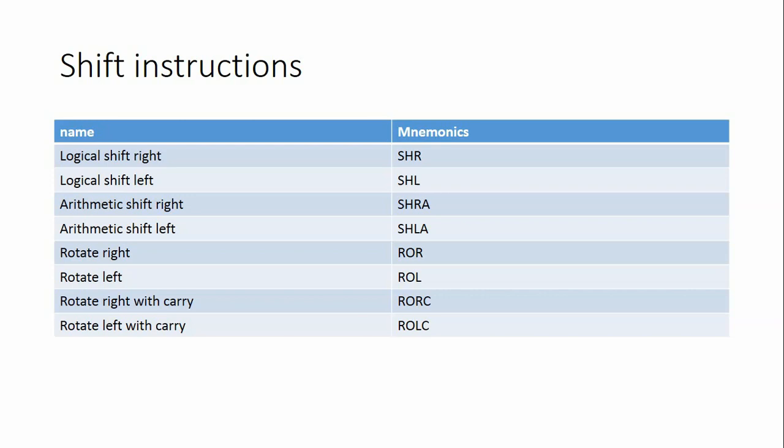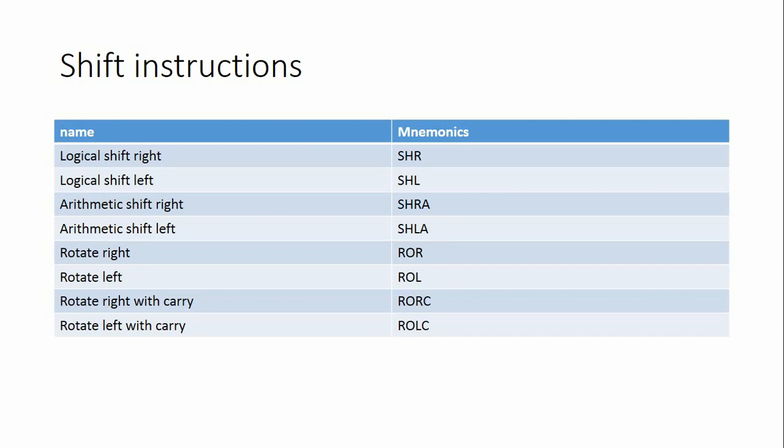Then comes arithmetic shift. Arithmetic shift operations deal with signed binary numbers, with the leftmost bit representing the sign of the binary number. The arithmetic shift right instruction preserves the sign bit in the leftmost position. The sign bit is shifted to the right along with the rest of the number, but the sign bit itself remains unchanged.